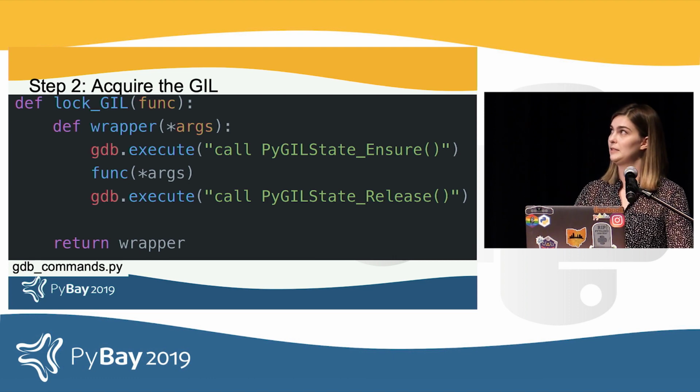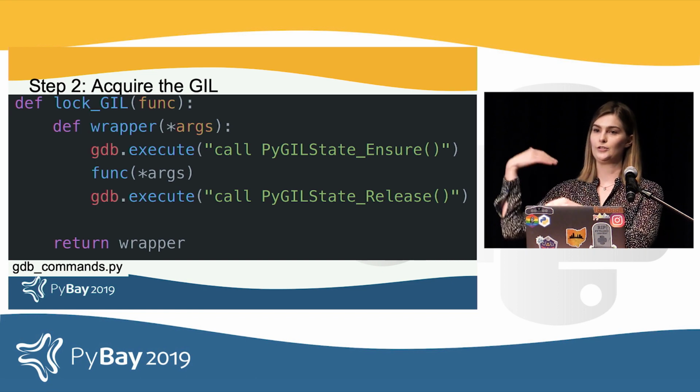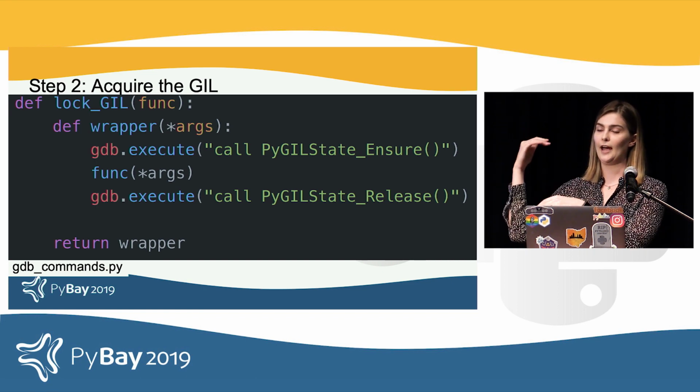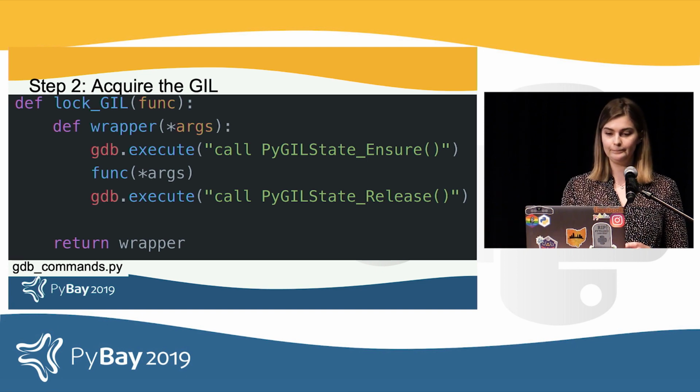In this case, we wanted to make the GIL a decorator. That way, for any new command we want to write, we don't have to keep writing those same 2 lines over and over again around all the code. So we just write it as a reusable decorator.